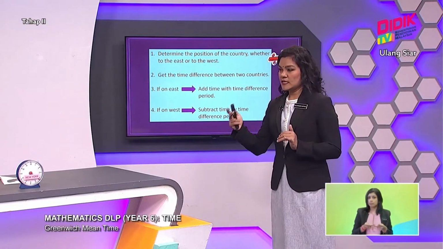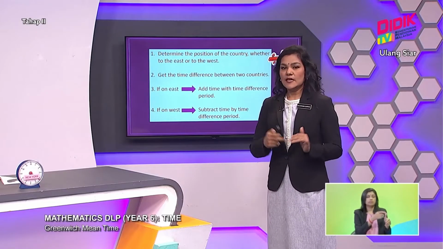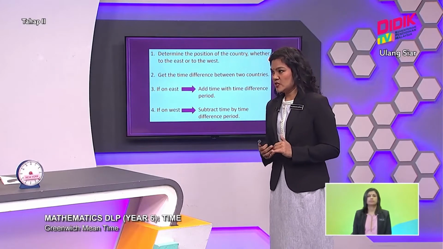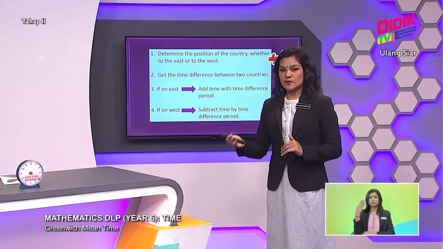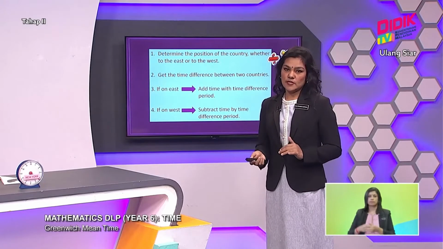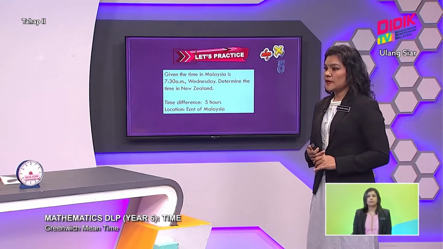Here we have two situations. One is the country we are seeking, the other is the referred country. In this context, normally the referred country is Malaysia, our country. The seeking one is in the question. So for the seeking country, just find its position, either east or west. Okay, I'll explain some examples for you.